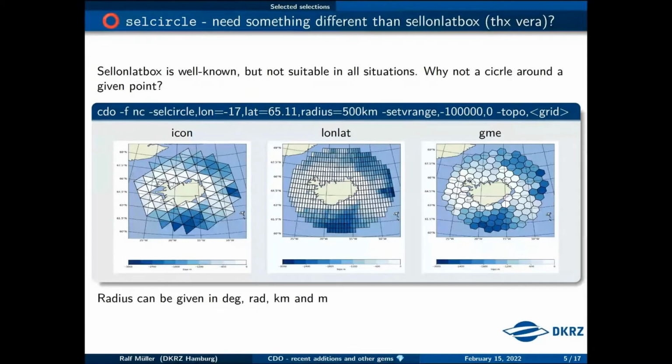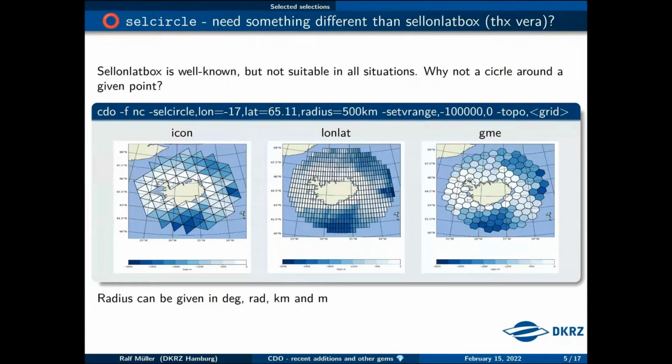So here you can see the example. You just give longitude, latitude, and the radius. Here I also set the land to missing value with a set v range operator. And again, I just use the topography with a certain grid identifier. I will talk about grids a little bit later. And this is how it looks.